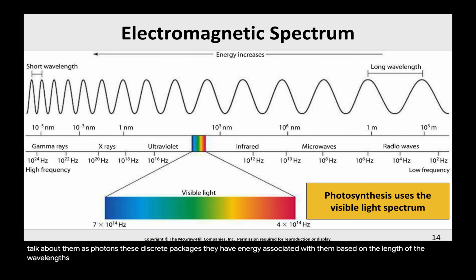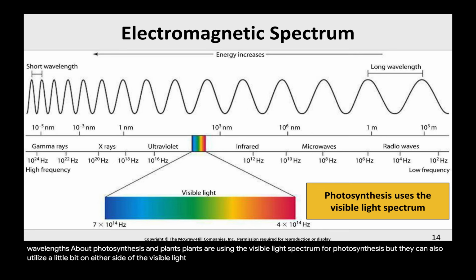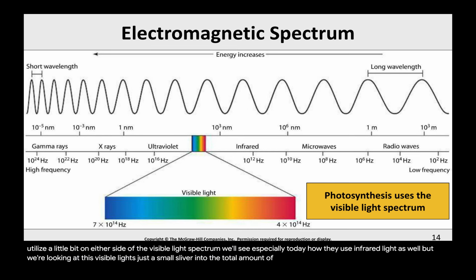We're thinking about photosynthesis and plants. Plants are using the visible light spectrum for photosynthesis, but they can also utilize a little bit on either side of it. We'll see, especially today, how they use infrared light as well. But we're looking at this visible light spectrum, just a small sliver of the total amount of electromagnetic radiation that is out there.